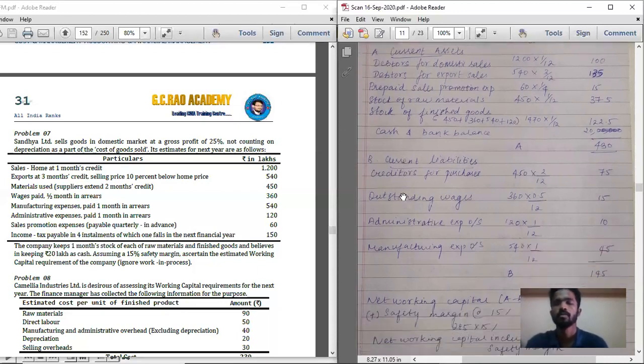Now below that, put capital B, current liabilities. Below that, creditors for purchase. How much is the time given by the creditors? Suppliers extended 2 months credit. In respect of the creditors for purchase, in calculation column, 450 into 2 divided by 12, because they are giving 2 months time for making the bill payments. So 450 into 2 by 12, that is, amount column put 75.